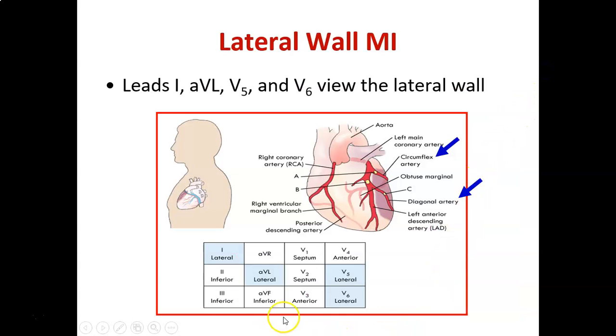If you want to see a lateral wall myocardial infarction, you have to look at the leads 1, AVL, V5 and V6. And this is due to the blockage of either the circumflex artery or the diagonal branch of the left anterior descending artery. If this area is blocked, you will get ST segment elevations in the lateral leads.